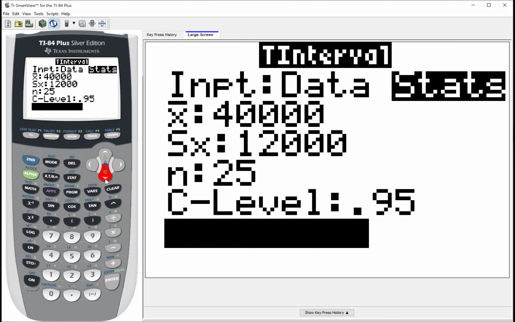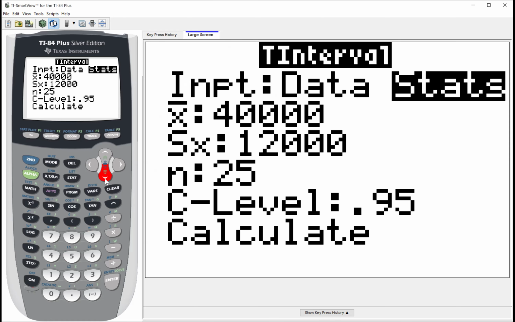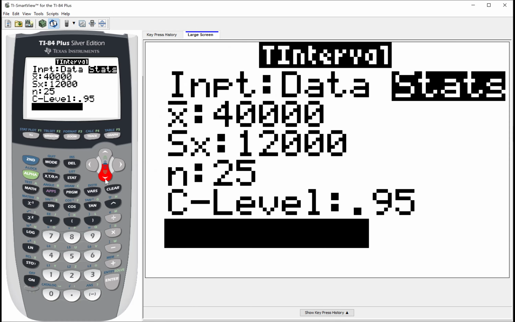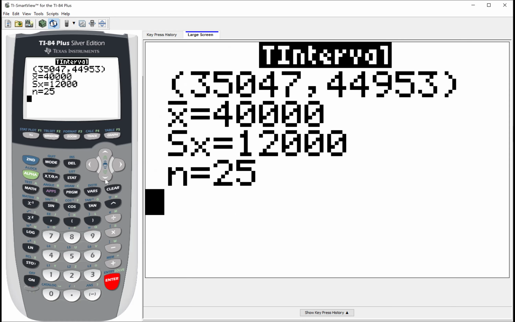And now when we go to calculate, it's going to plug into the formula for us. So the one that we did by hand before, it's going to do for us in 2 seconds. There might just be a little bit of rounding error. So we got $35,047 to $44,953.